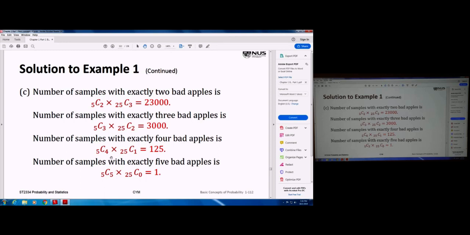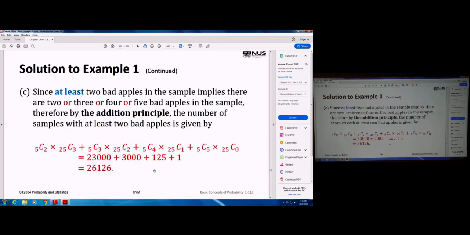And so the answer is, I add them all together, and that's my solution. Okay? That's exactly what you get. So you add them all together, those 4 numbers, 23,000, 3,000, 100, 25, 101, and that's the solution.